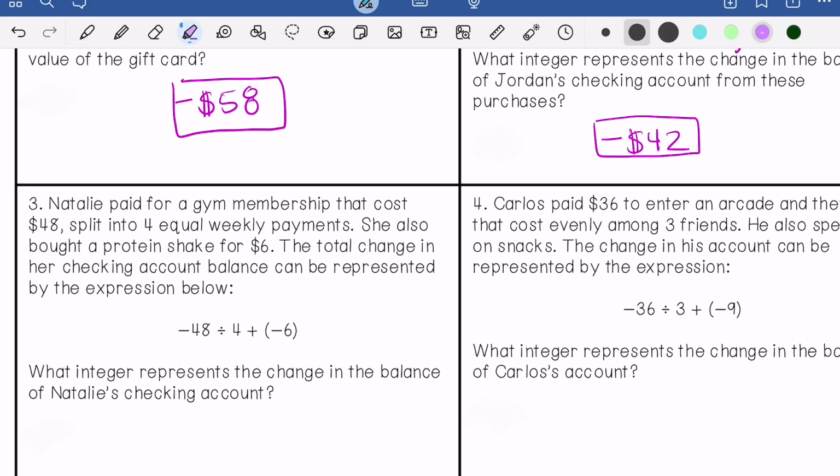Natalie paid for a gym membership that cost $48, split into 4 equal weekly payments. She also bought a protein shake for $6. The total change in her checking account balance can be represented by the expression below. What integer represents the change in the balance of Natalie's checking account? So we need to do -48 divided by 4 first, which is -12, plus -6, so that is -$18.